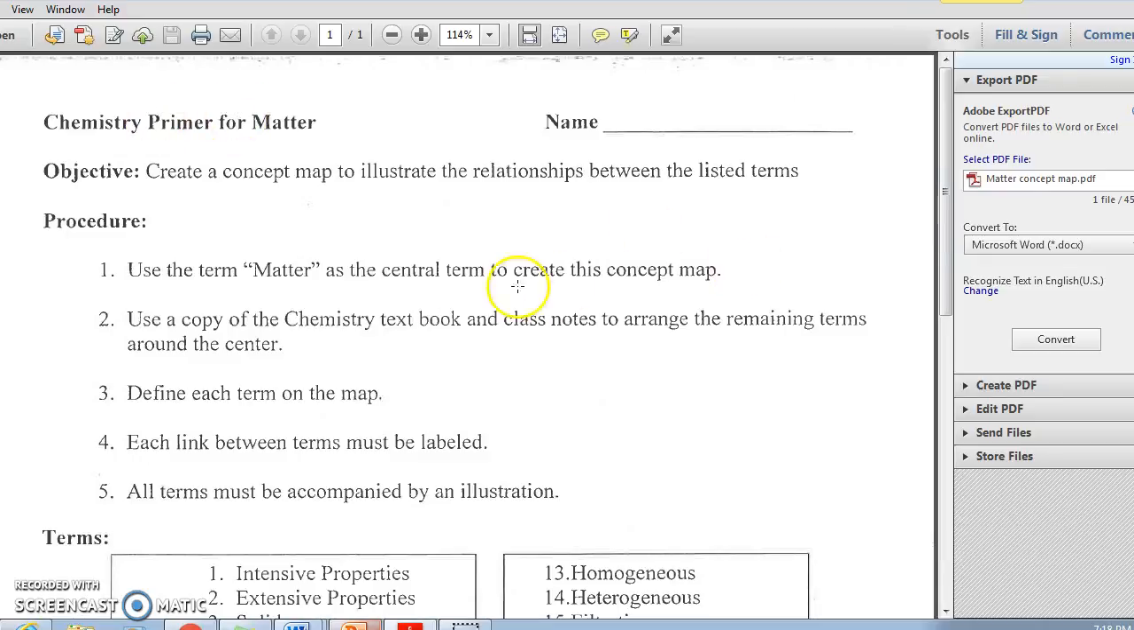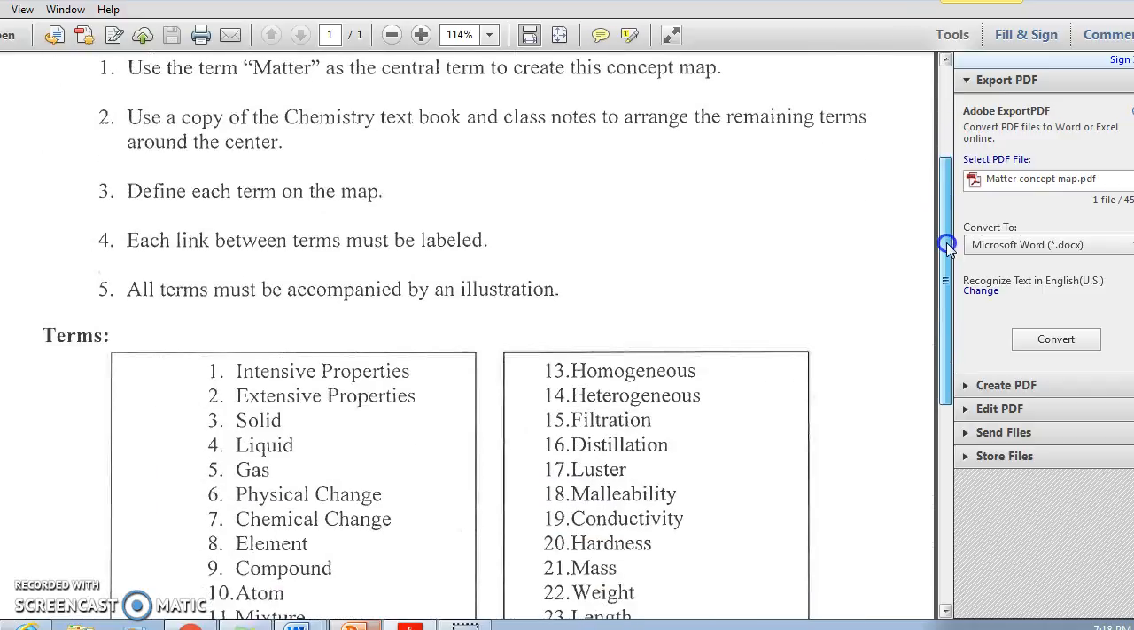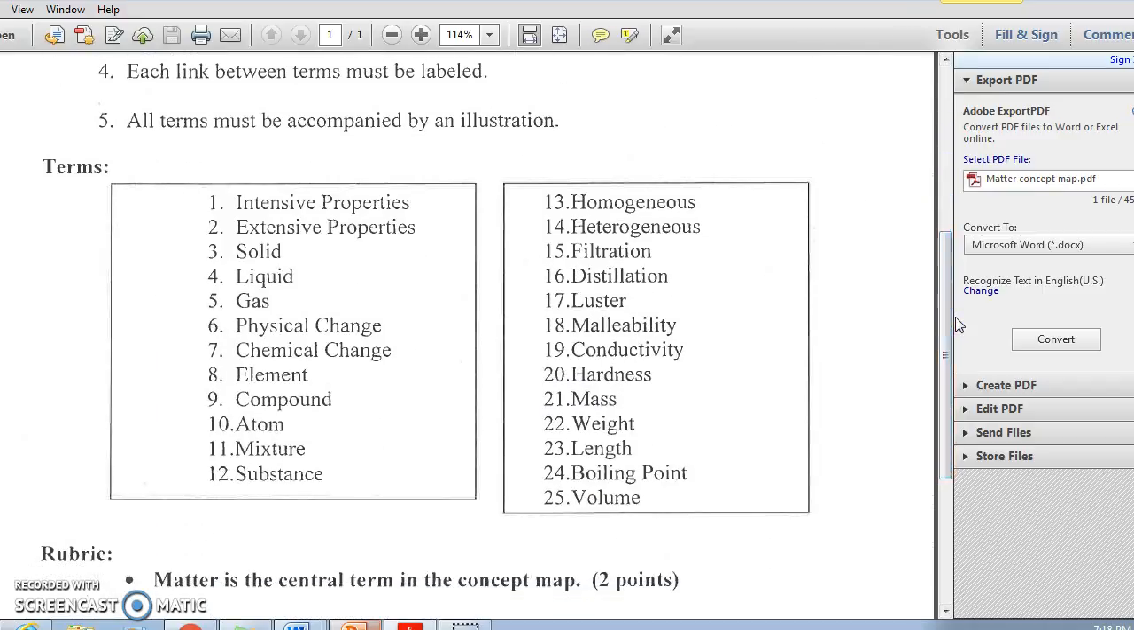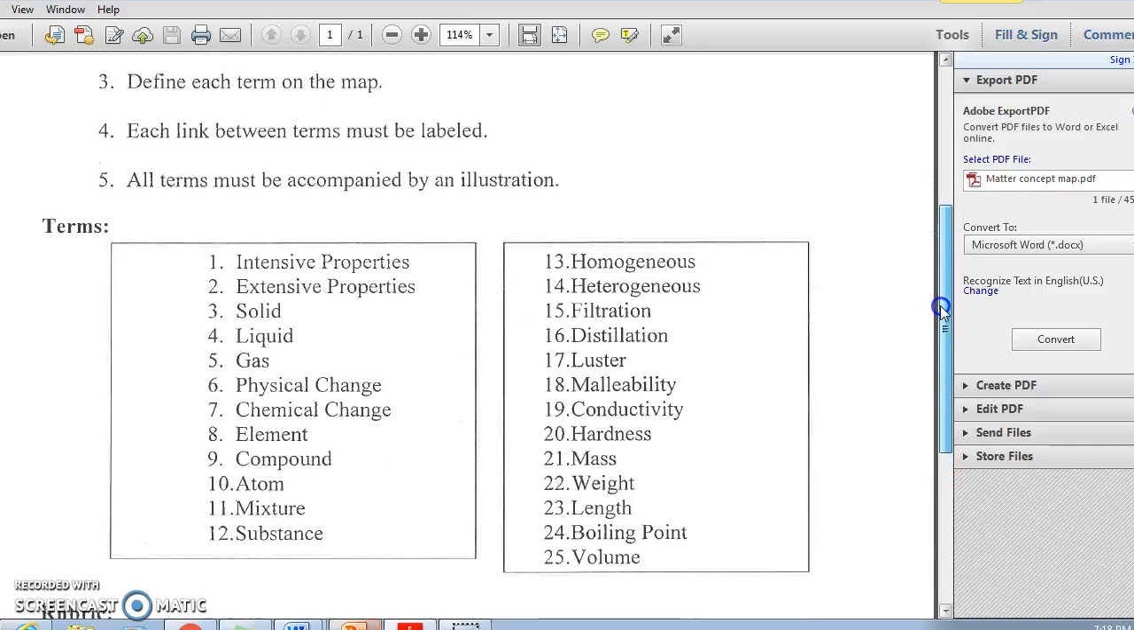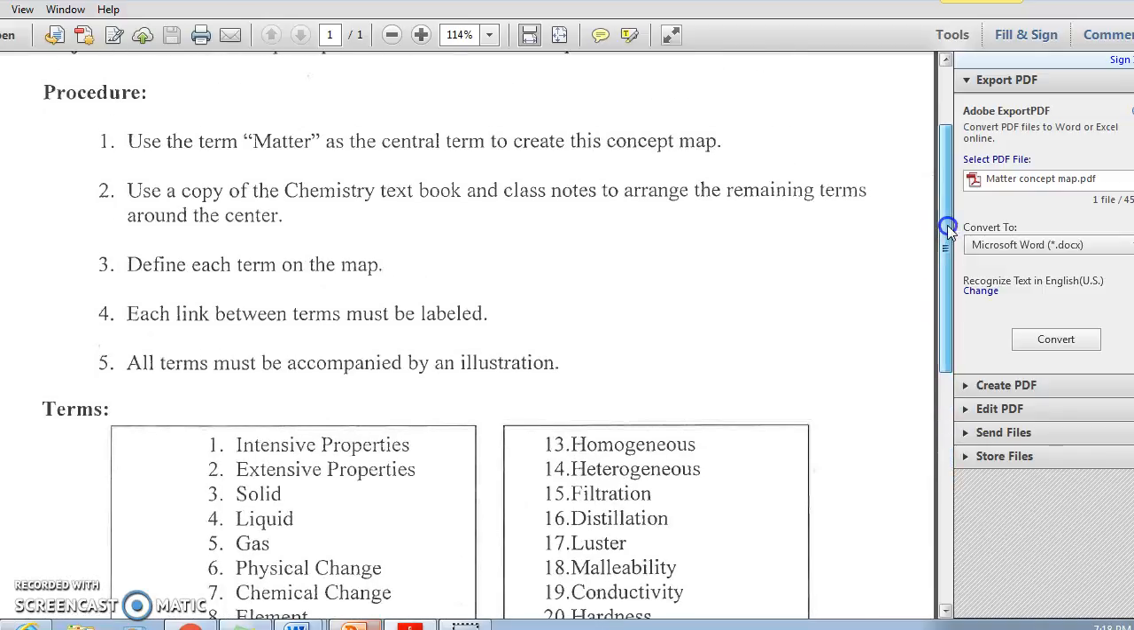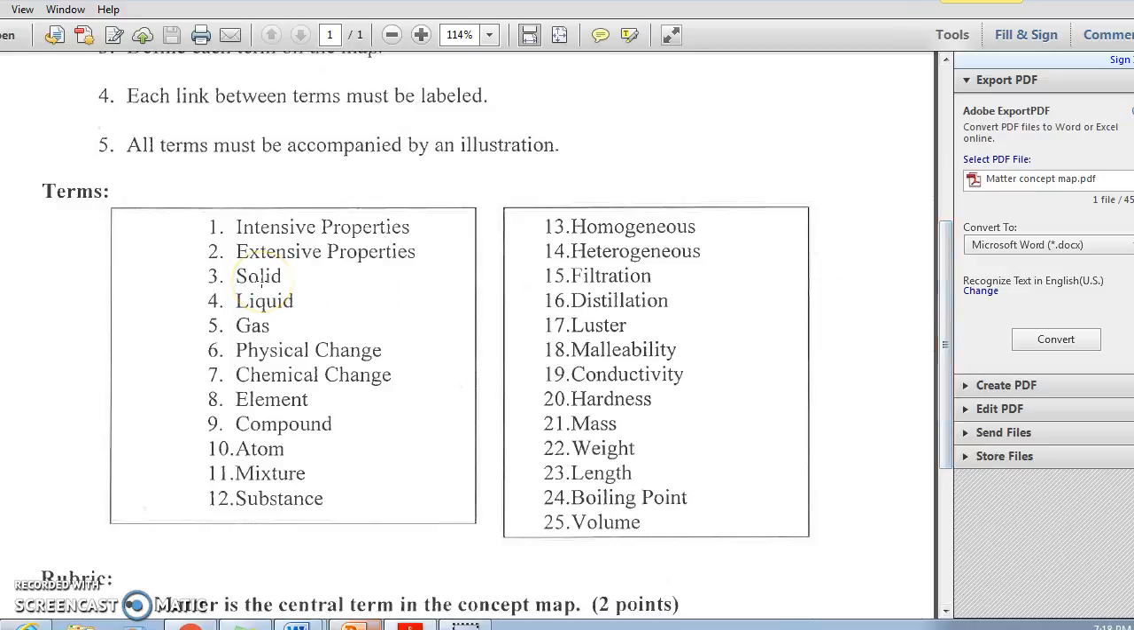Chemistry primer for matter, so matter would be the central term, and then students are asked to put all of these different terms into their concept map with a definition and a picture that will help them remember the word. Also, students are asked to link the term to the central term. So if matter is your central term and you have solid, liquid, and gas, you're going to say the link between solid, liquid, and gas and matter would be that those are 3 states of matter. So that would be a nice activity that I like to do from time to time to help students work on their vocabulary skills. Alright, so back to our presentation.